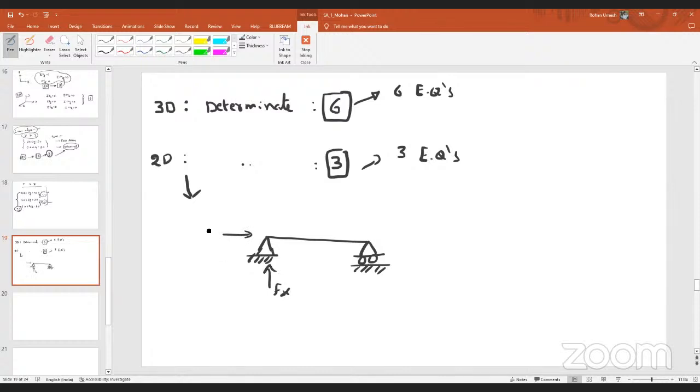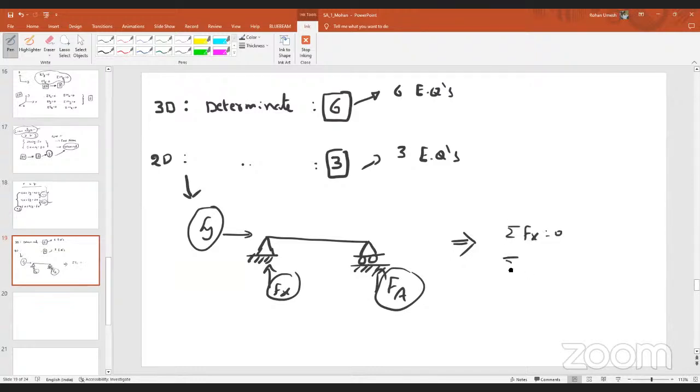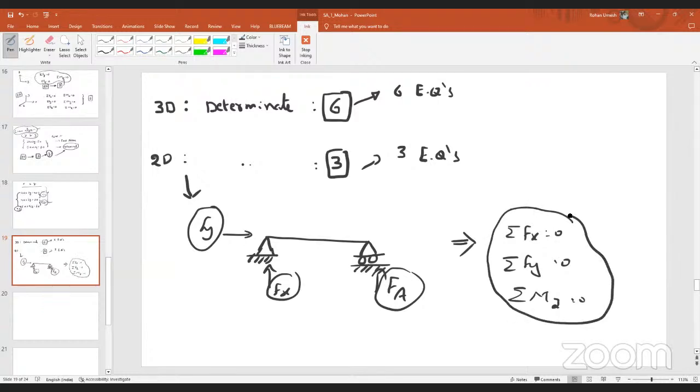True. Let's say this is X, Y. Let us say this is F here. How many unknowns we are having? Three. It's 1, 2, 3. These three unknowns I can solve by using three equilibrium equations. What are they? Summation of X, summation of Y, and also summation of moment is equal to 0. See, these three equilibrium equations, I have applied for the entire structure, isn't it? Yes, sir. Entire structure I have taken.